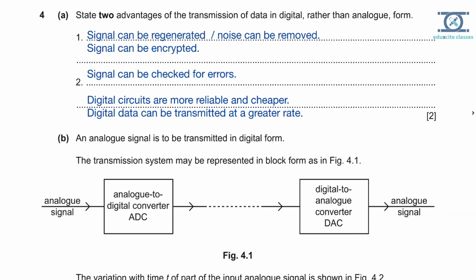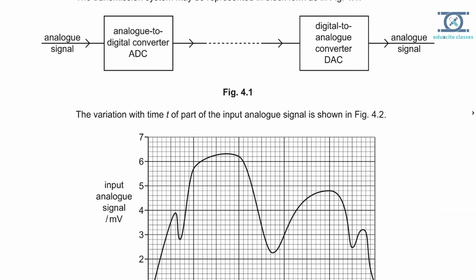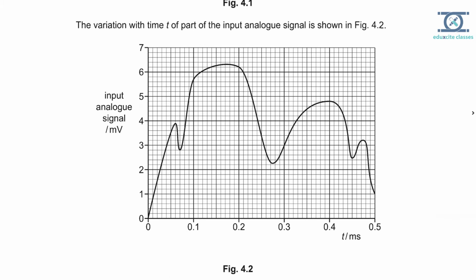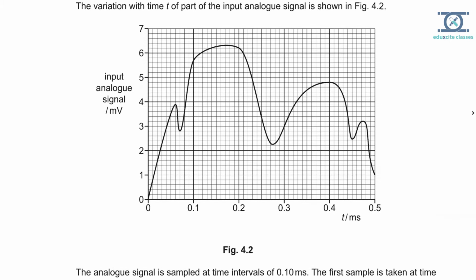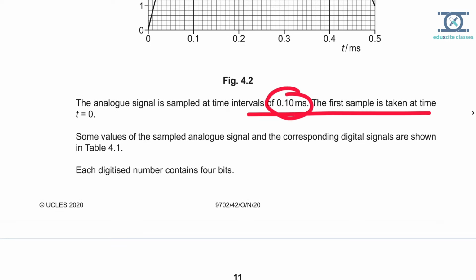Okay, fine. Now the next. An analog signal is to be transmitted in digital form. The transmission system may be represented in block form. Analog signal, now it goes to the analog to digital converter, and then it is transmitted. At the receiver end, it is again converted from digital to analog, and we get the output as analog. The variation with time of the input analog signal is given to us. It is already given that the time interval is 0.1 millisecond.